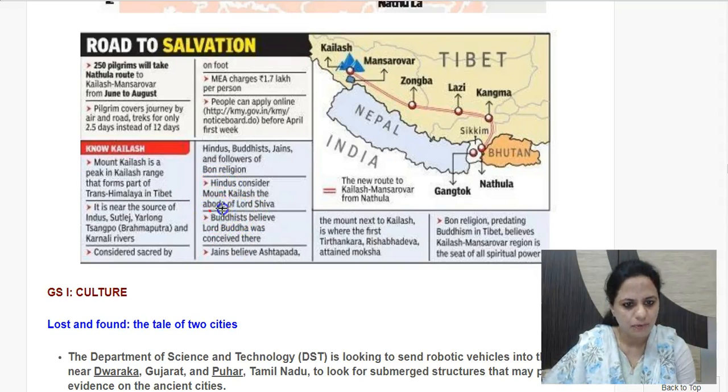This is considered the abode of Lord Shiva by Hindus. It is considered the place where Lord Buddha was conceived by Buddhists. It is considered the place where the first Tirthankara, Rishabhnath, attained moksha by Jains. And the Bon believe that this is the seat of all spiritual power. So all 4 religions consider this region sacred. This is also a cultural perspective to this news item.